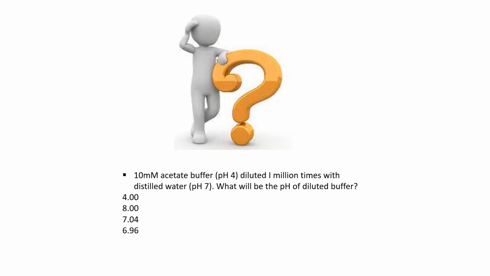Now it's question time. If a 10 millimolar acetate buffer whose pH is 4 is diluted 1 million times with distilled water whose pH is 7, what will be the pH of the diluted buffer? Will it be 4? Will it be 8? Will it be 7.04? Will it be 6.96? Okay, we are diluting the buffer 1 million times. What will be the pH of the diluted buffer? Clear? So you have to answer. Do write me in the comment section.